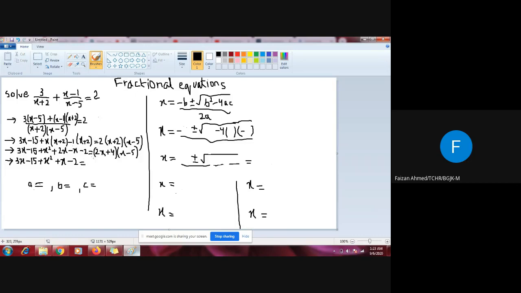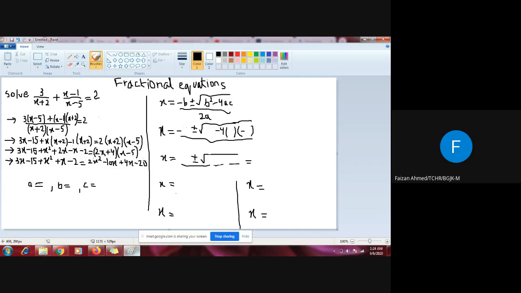And now I have to multiply this, so I am directly multiplying it. This 2x will be multiplied with x, so it will become 2x square. And then again this 2x will be multiplied with minus 5, so it will become minus 10x. And then this 4 will be multiplied with x, so it will become positive 4x. And then this positive 4 and minus 5, 4 times 5 is 20.